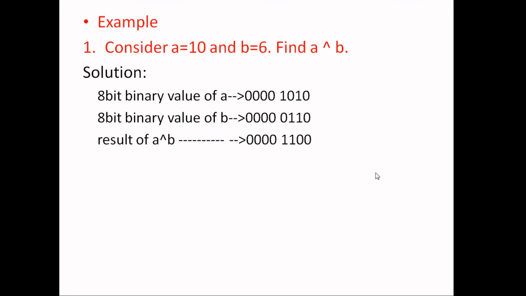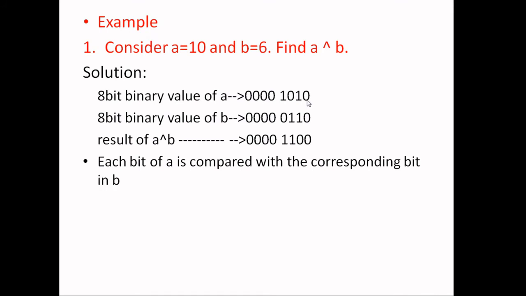Each bit of A is compared with the corresponding bit of B. If either of the bits is set as 1, see, if this bit is 0, this bit is 1, either of the bits is set as 1, then the result is 1. So if either of the bits is set as 1, the result is 1.